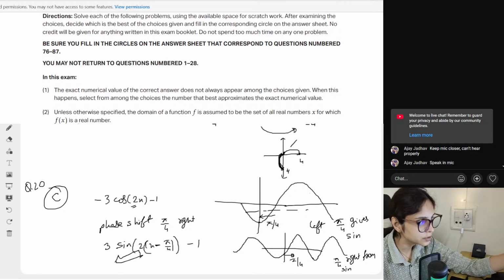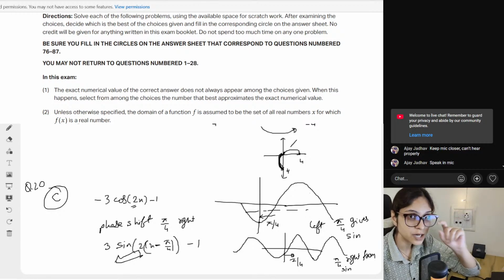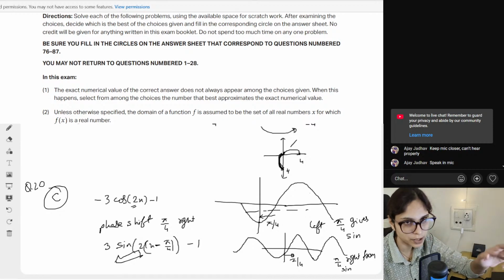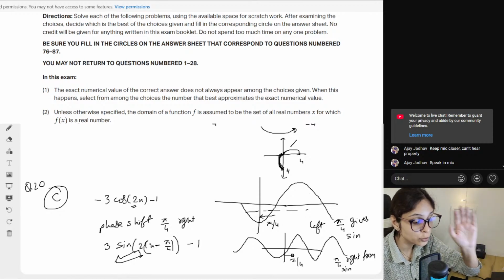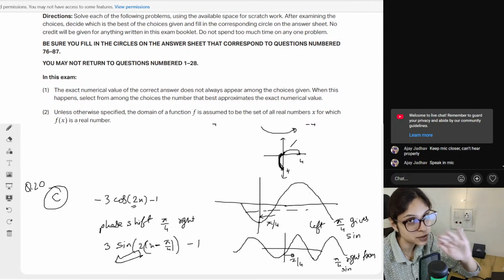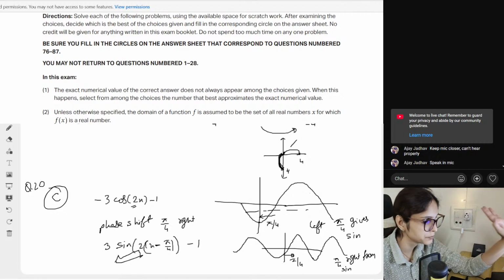And these questions are numbered from 76 to 87. Once you start section B, you will not be able to return to the no calculator section, that is the questions numbered 1 to 28. Okay, so once you finish them, only then go to part B. Otherwise, do not move to part B because you will not be able to go back.